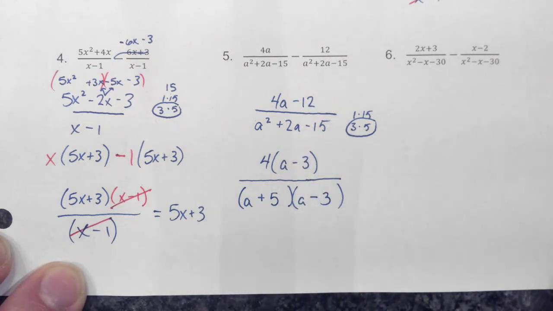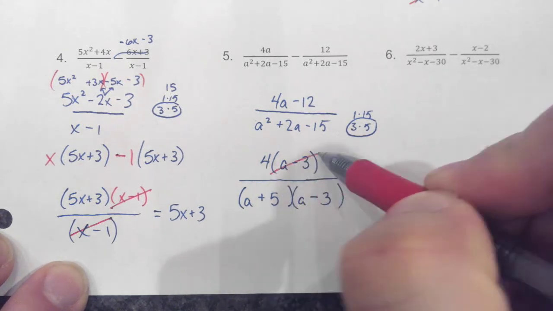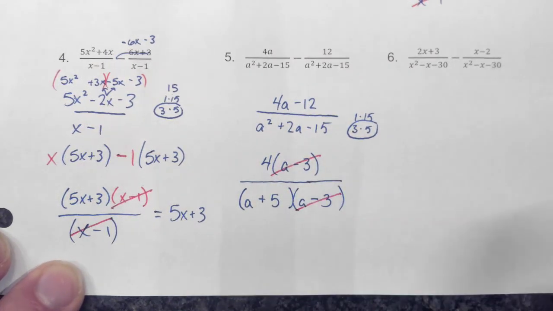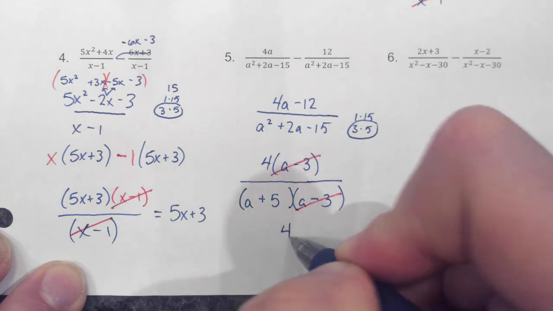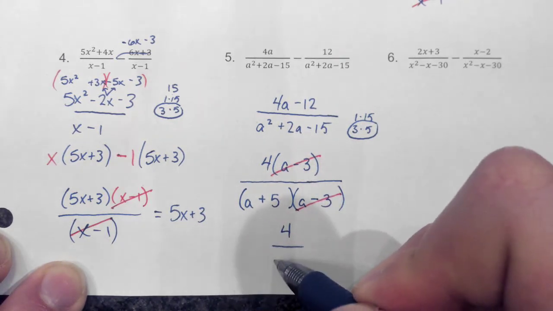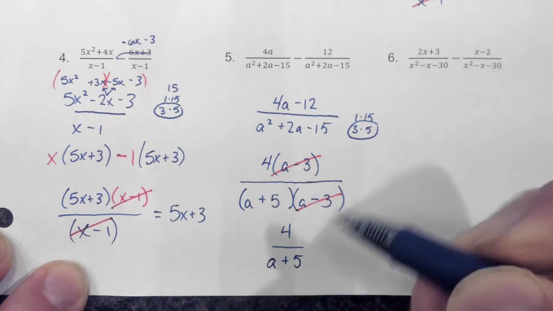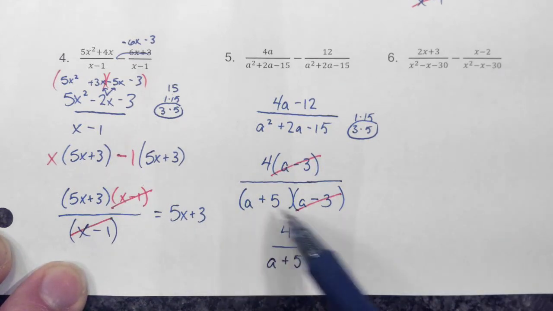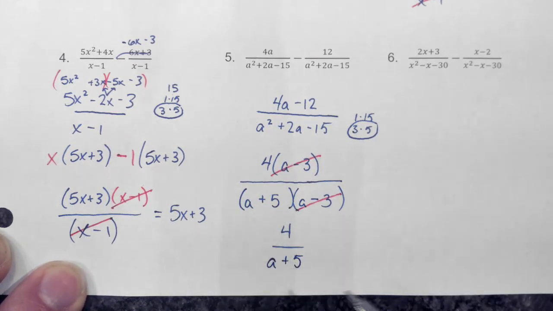So now it's completely factored. Then we just got to look, does anything match? And absolutely, the a minus 3's match. So it looks like I have a final answer of 4 over a plus 5. And you don't have to have the parentheses around that because it's the only thing left, but you can put them if you want.